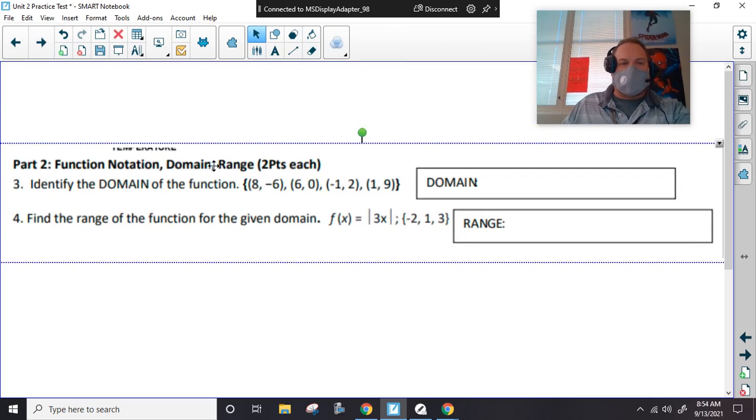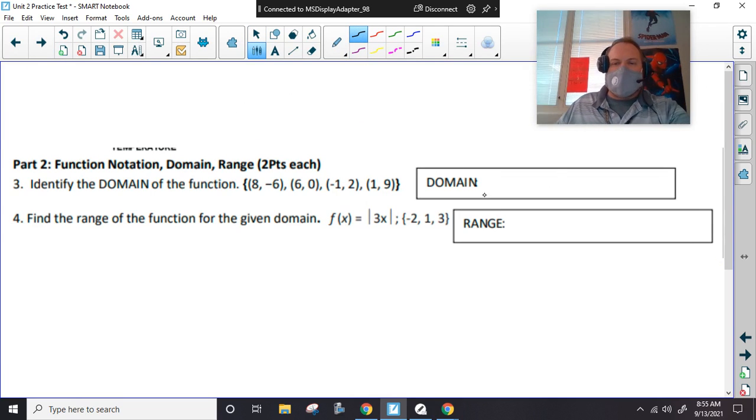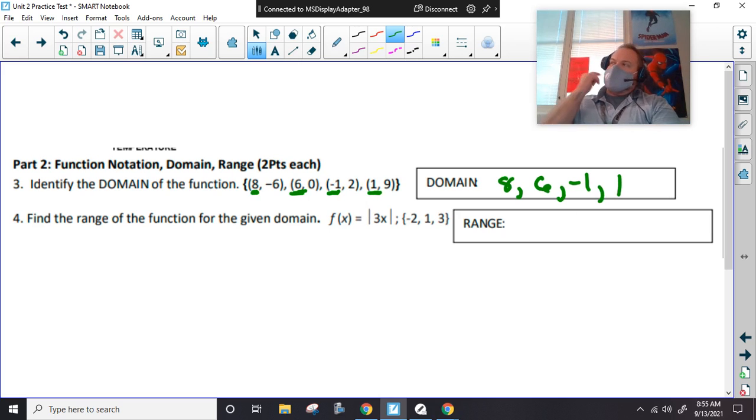So moving on to part 2, identify the domain of the function. Now, the domain is usually the x values. All right. So you could actually do this: 8, 6, -1, 1. You don't have to put it in order, but I would just put it in the order that it's written because I wouldn't want you to change it. It's just those are the X values.